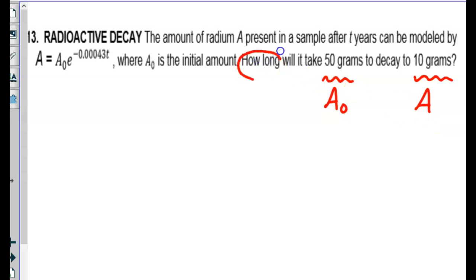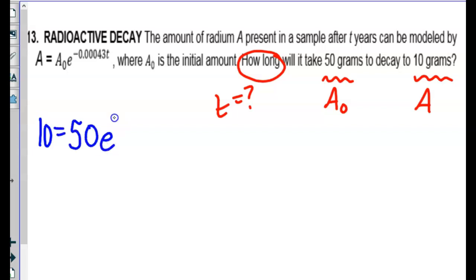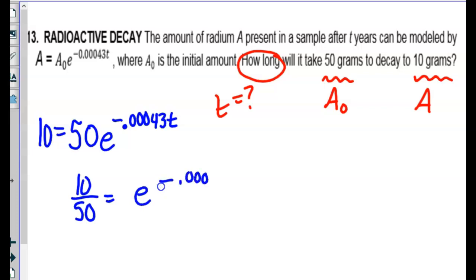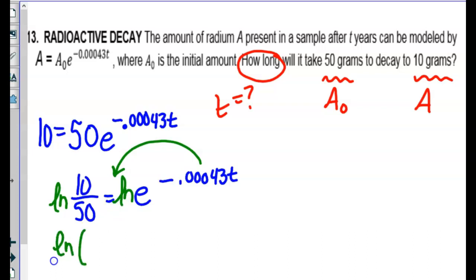What are we trying to find? T. All right. So we have 10 came from 50 e to the negative 0.00043 t. What do we have to do first? Divide by 50. And you can get that, I think it's just 0.2. And then what are we going to do? Natural log of both sides. And this is going to move out front. So we have the ln of 10 over 50, which I think is 0.2.